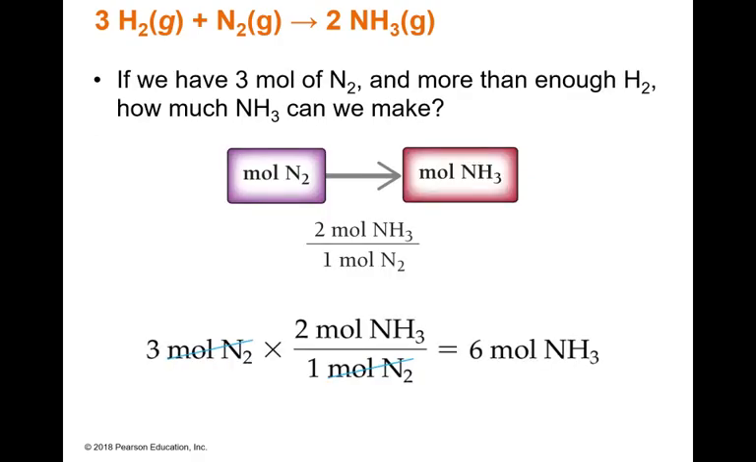Now let's flip it around. Suppose we have 3 moles of nitrogen instead and more than enough hydrogen. The mole ratio tells us 1 mole N2 produces 2 moles NH3. So 3 moles N2 can produce 6 moles NH3. That's how we use mole-to-mole conversions in a chemical context, just like scaling up a recipe.